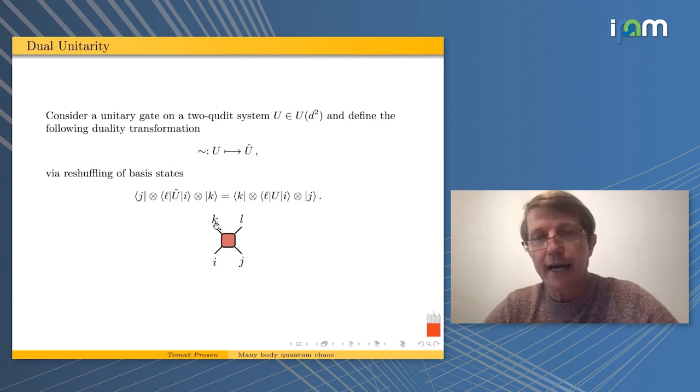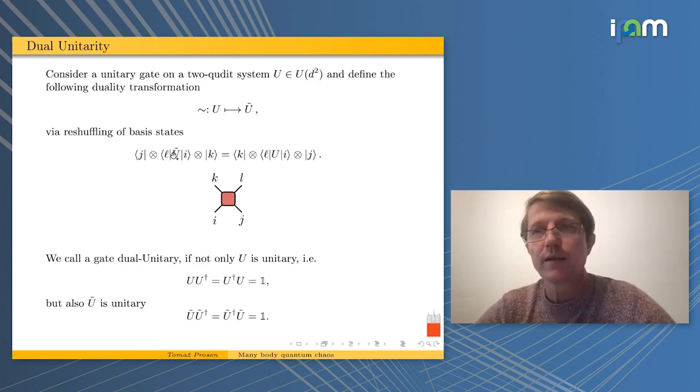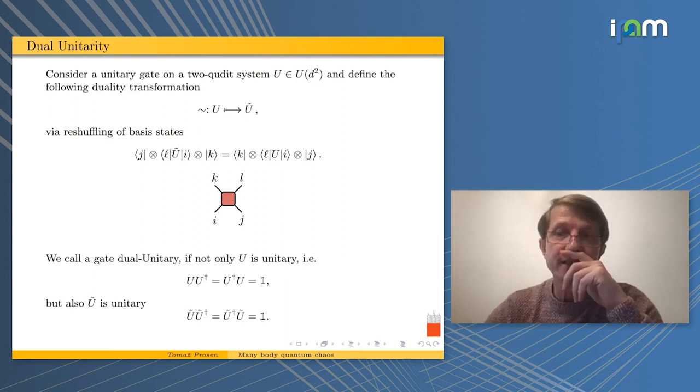In this way, you could define a kind of reshuffling of indices, which we denote as the tilde operation, which maps a unitary to another operator, U tilde, which might not be unitary. Now you can ask yourself, suppose that other operator, U tilde, is unitary as well. So you ask that this operator is unitary and its space-time reshuffling operator is unitary as well. And this is what we call dual unitarity. I will later classify completely the dual unitary gates for qubits for you, and you will see that they are not as fine-tuned as you might worry. But okay, I'll come to that.